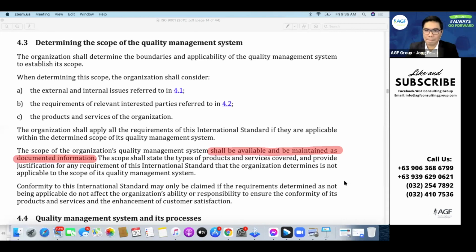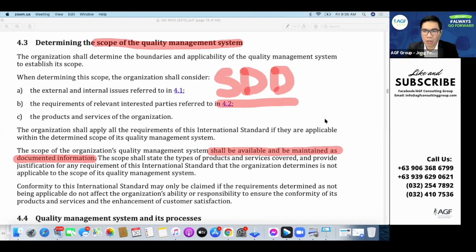Now, what do you take out of that? When it says shall be available, by all means, you need to document this scope of the QMS. This is oftentimes referred to as an SDD. What is an SDD? This is a scope definition document. It's either written in loose leaf or a separate documentation, or it is integrated into your quality manual if you are keeping a quality manual.